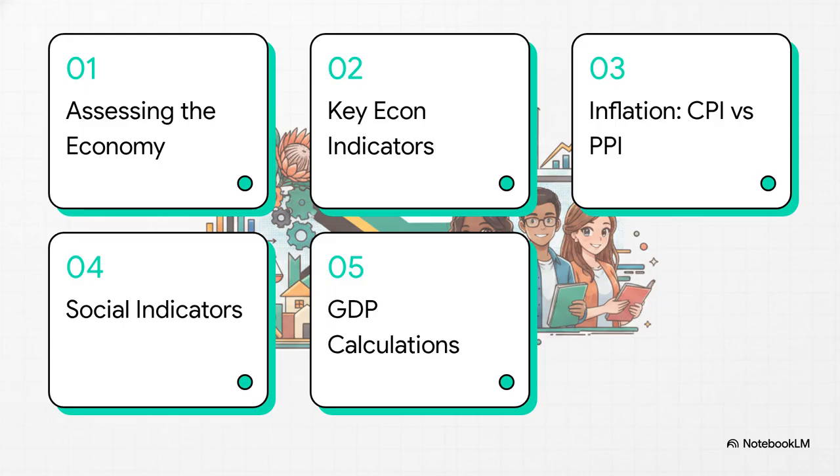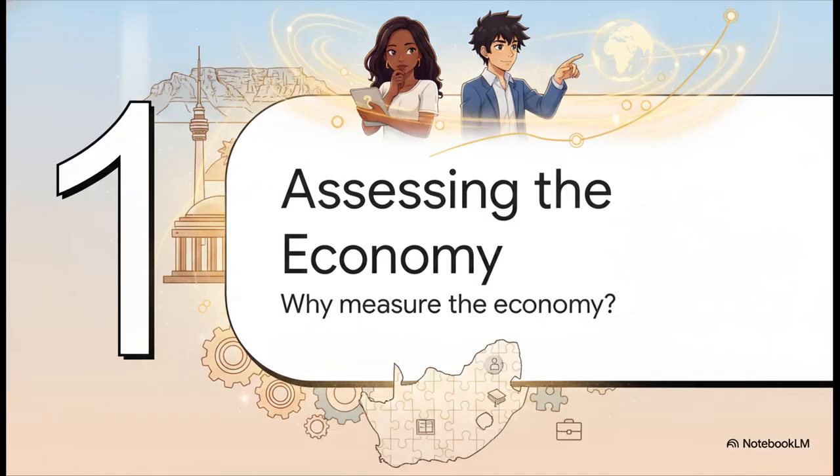Okay, here's our game plan for today. First, assessing the economy. Then, key economic indicators, followed by a breakdown of inflation, specifically CPI versus PPI. After that, we'll look at essential social indicators, and finally, we're going to master those tricky GDP exam calculations. Let's get into it. Part 1.